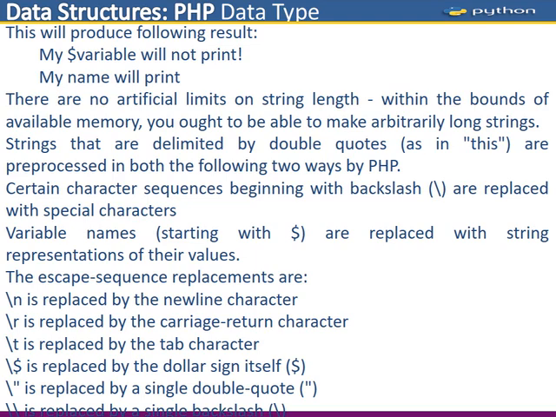We have the /n, that is replaced by the newline character. We have the /r, replaced by the carriage return character. We have the /t, replaced by the tab character, and the $ sign is replaced by the $ sign itself. The / double quote is replaced by a single double quote, and / is replaced by a single /.